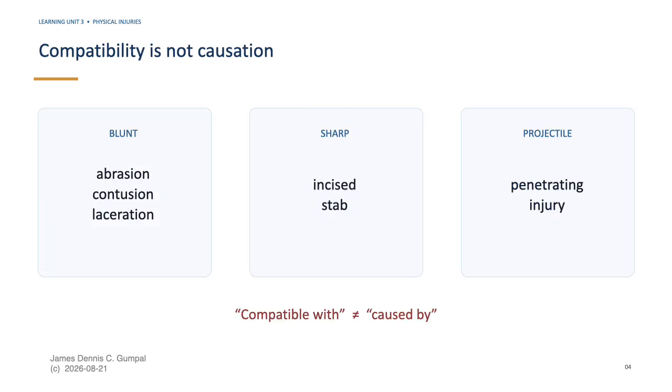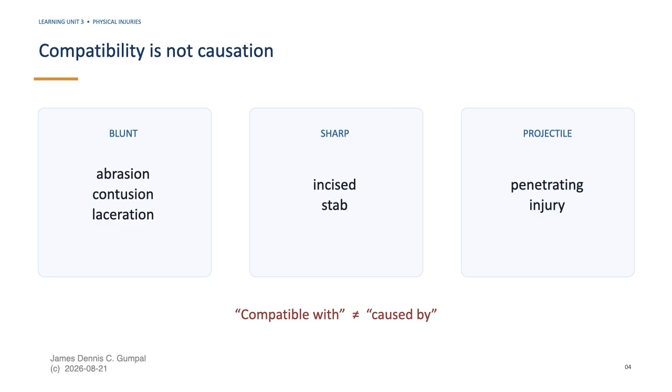Injury patterns can narrow the mechanism. The first phrase, blunt, includes abrasions, contusions, lacerations, fractures, and internal injury. Sharp includes incised and stab wounds. Projectile suggests penetrating injury with features requiring careful examination. But the line below is the discipline that matters. Compatible with is not caused by.